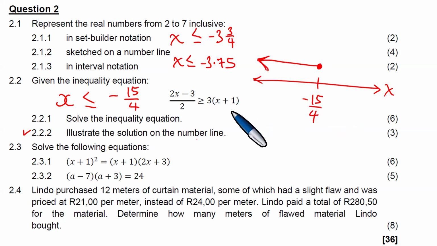Because the question says illustrate the solution on the number line, this is the illustration. So you plot minus 15/4 and, because x is less, you go to the left of it. So you go to the left of minus 15/4.